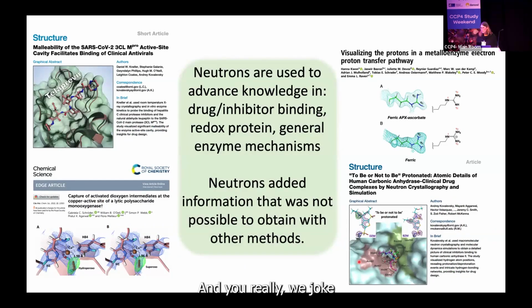We joke as the facility people that neutrons are really the last resort. If you've made all the mutants, you've done 100 X-ray structures, and you still are unable to infer or guess if a particular hydrogen bond exists or where a catalytic water is, neutrons really are the answer. It is really the one way to obtain these kinds of answers.